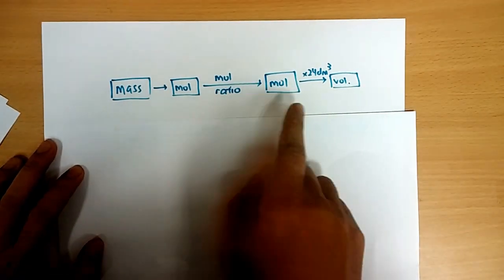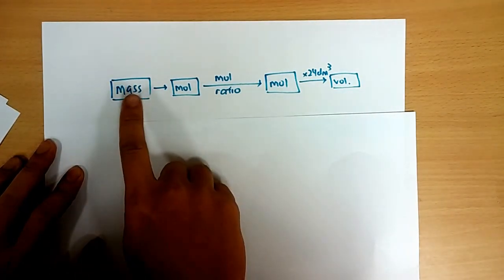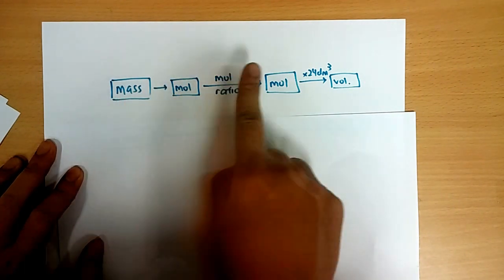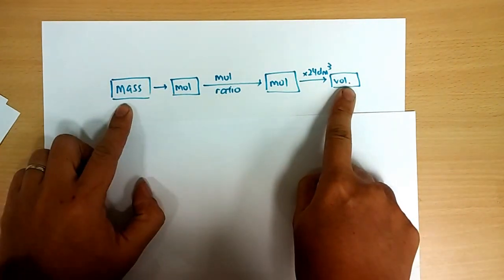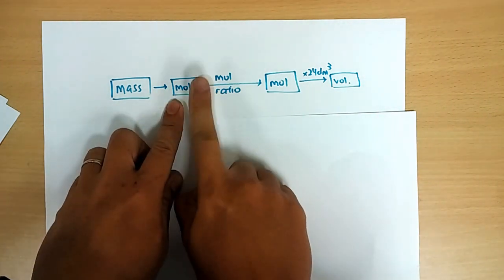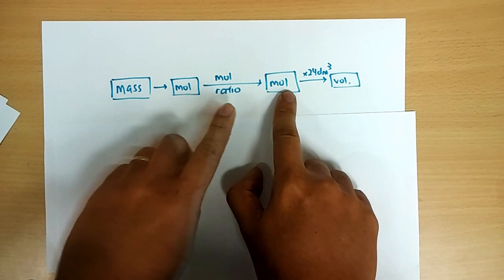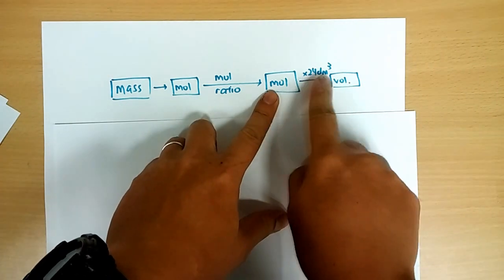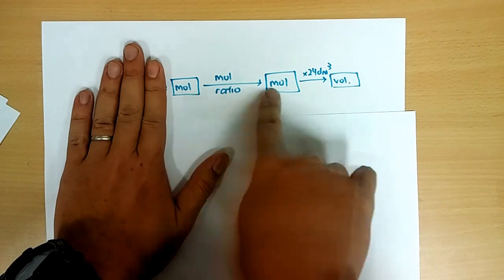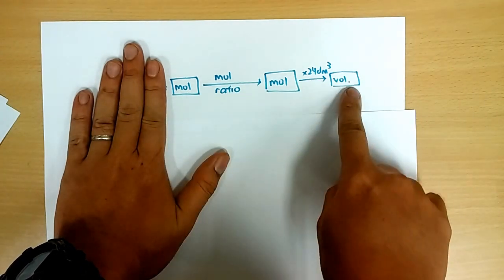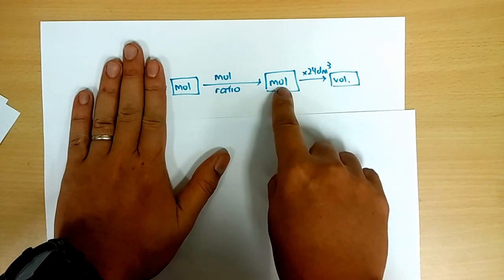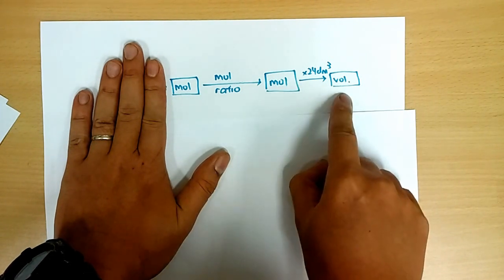Now, in summary, this is what you can get. If you are given the mass and you are required to calculate the volume of the gas, these are the steps that are required. Change your mass into mole. Use mole ratio to find the mole of what is required. Times 24, you will get volume. If you are given the mole, just use mole ratio times 24 to give you volume. Now if you are asked to find the mass, mole times MR, you get the mass.